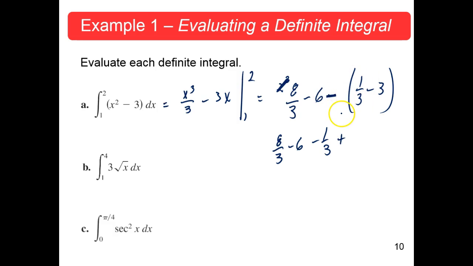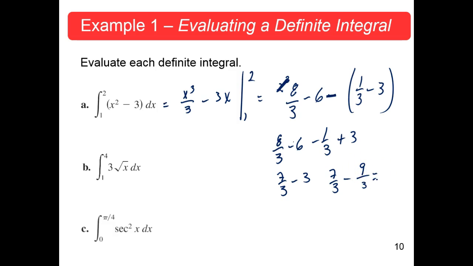Plus. Watch those signs. Okay, plus 3. And that would be 8 thirds minus 1 third would be 7 thirds minus 3. Minus 6 plus 3 is minus 3. Well, that would be 7 thirds minus how many thirds is 3? 3. Huh? How many thirds is 3? No, it isn't. 3 thirds is 1. Oh, would it be 9? 9! It would be 9.